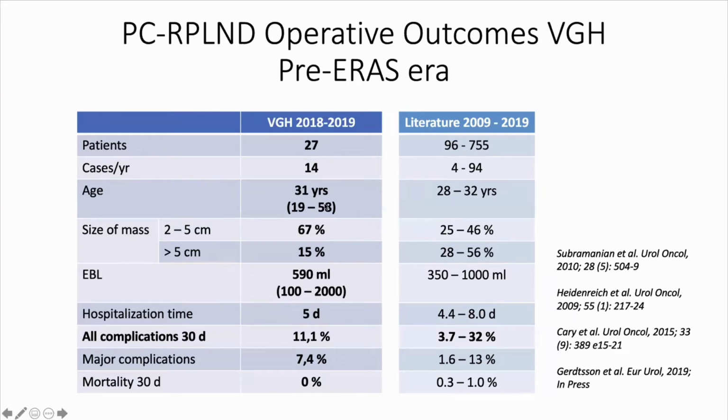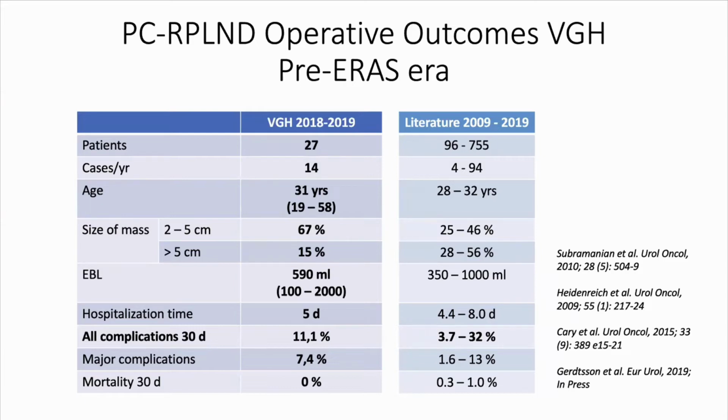The median age of the patient was 31 years, and most of our tumors were between 2 and 5 centimeters. Estimated blood loss, the average and the median, was between 500 and 600 ml, and the median hospitalization time was 5 days. So we're doing pretty good when we compare it to the results from literature.